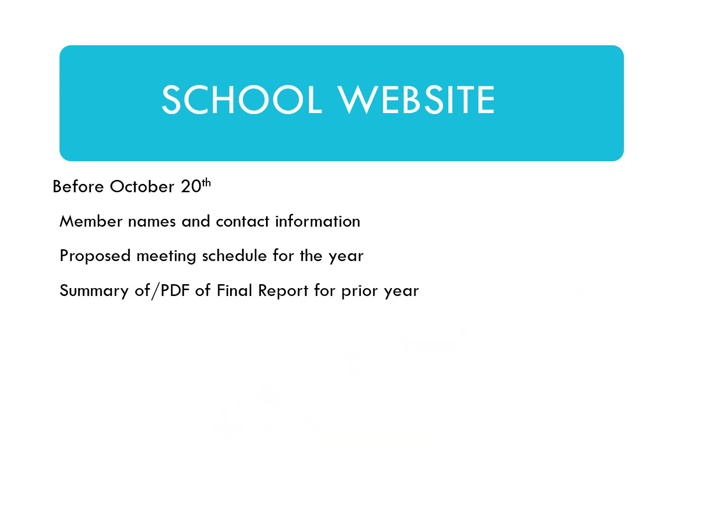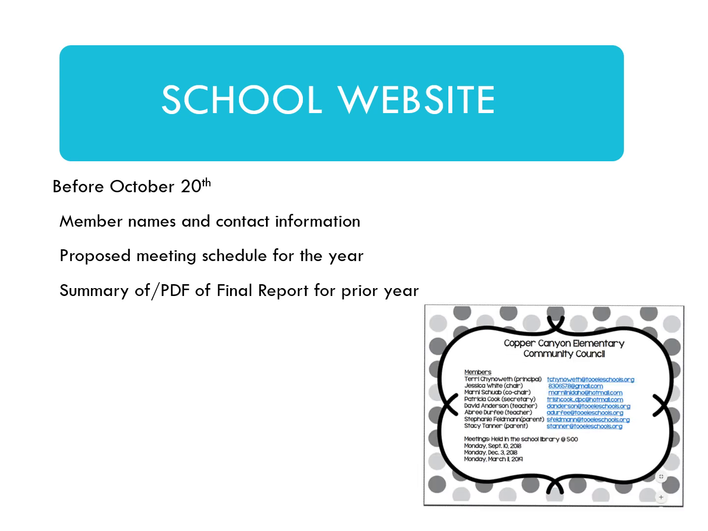On the school website before October 20th, the website is required to have the member names and contact information so members can be contacted by the community members they represent, and a proposed meeting schedule for the year. This is an example of what that could look like. Also required is a summary of or PDF of the final report for the prior year.